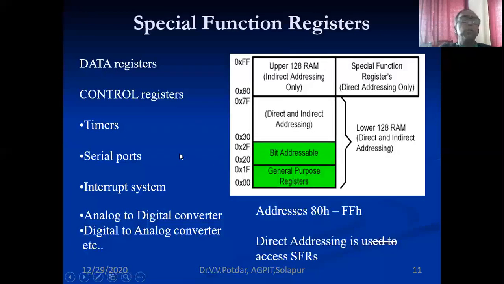Then you have special function registers. You have data registers, control registers, timers, serial ports, interrupt system, A to D converters, D to A converters, with addresses 80H to FFH. Direct addressing is used to access SFRs. Okay. So this is the lower part of 128 RAM, direct and indirect addressing, and then special function registers. These are SFRs, special function registers, for direct addressing only. Then upper 128 RAM, indirect addressing only. Bit addressable and general purpose registers are also there.